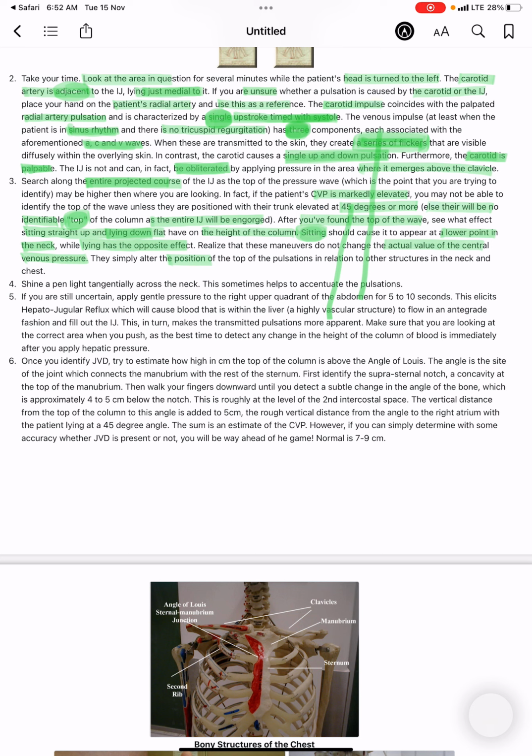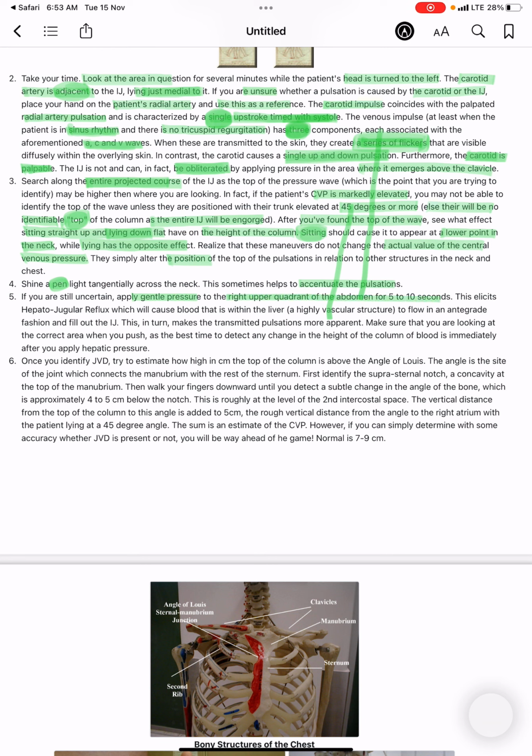Shine a pen light tangentially across the neck. This sometimes helps to accentuate the pulsations. If you are still uncertain, apply gentle pressure to the right upper quadrant of the abdomen.